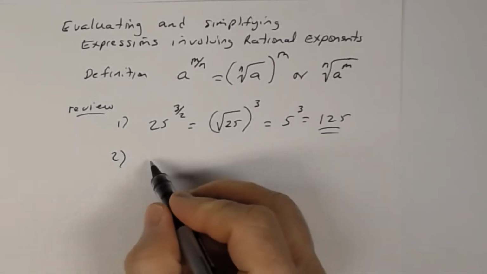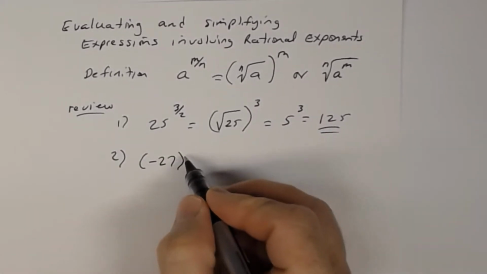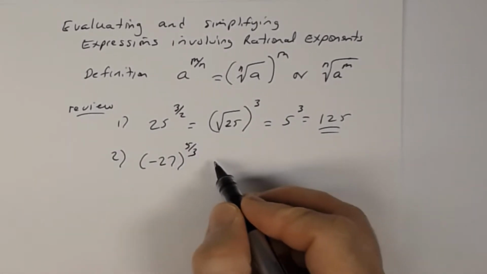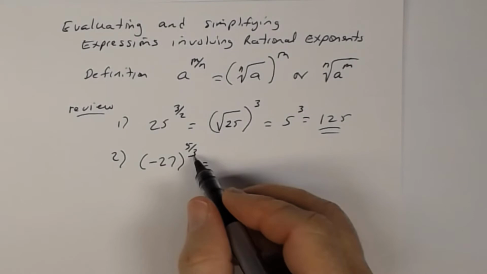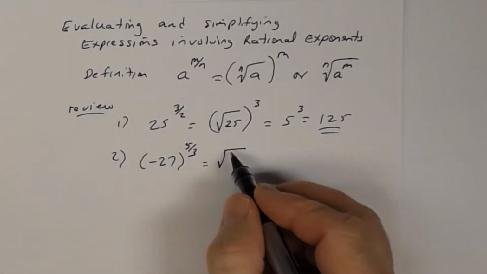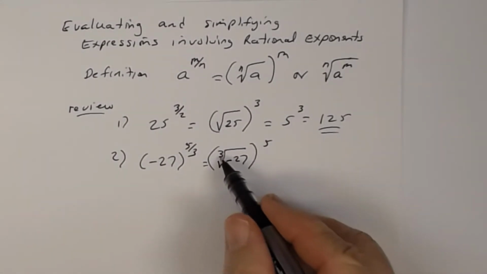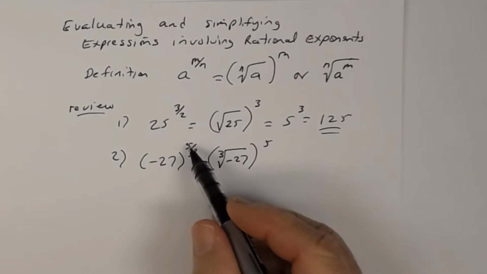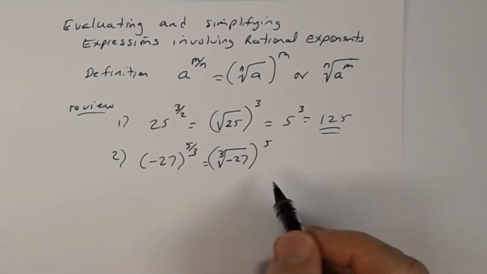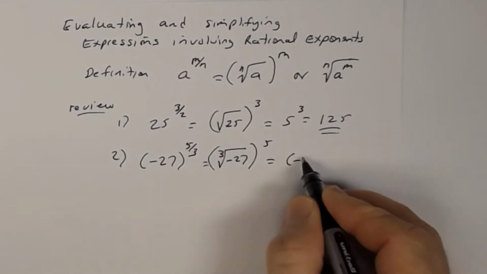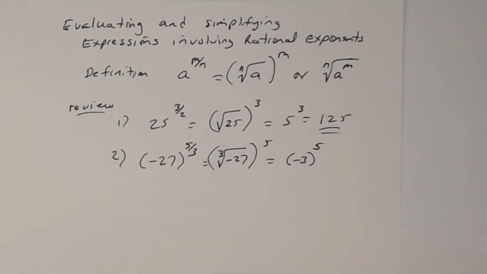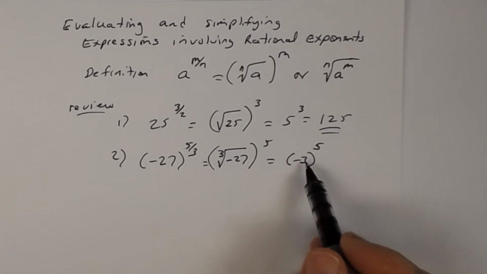Number 2, we had something like negative 27 to the 5/3 power. Again, the denominator is your index, so that's the cube root of negative 27, and all that's being raised to the 5th power. Again, it's always easy to rewrite the numerator as an exponent on the outside. The cube root of negative 27 is negative 3. Make sure you put that in parentheses, and that's being raised to the 5th power. It's very easy to make a mistake here, but remember what this means: negative 3 times itself 5 times.